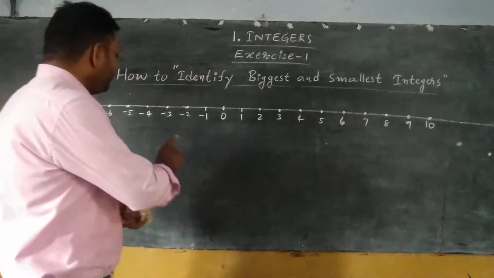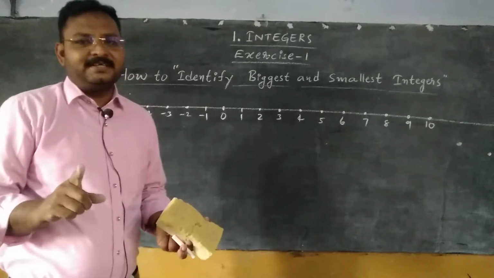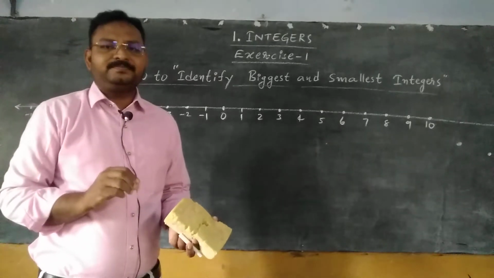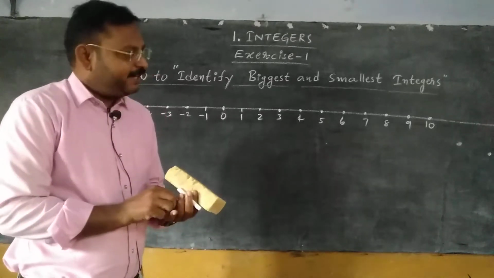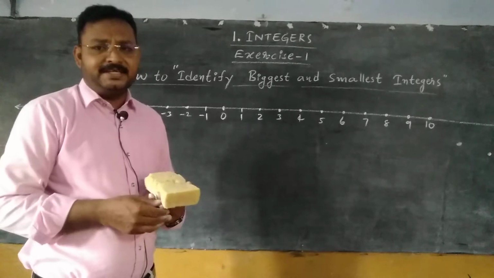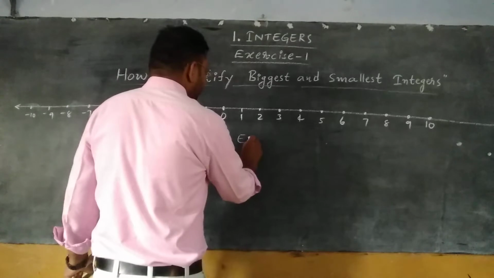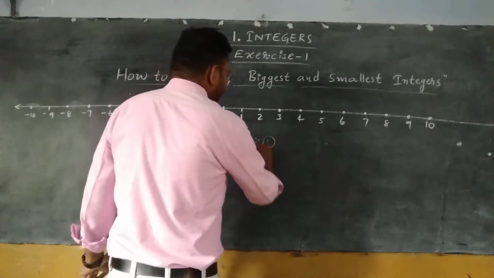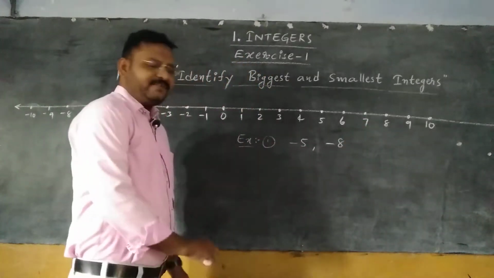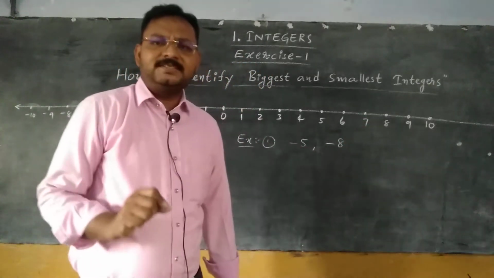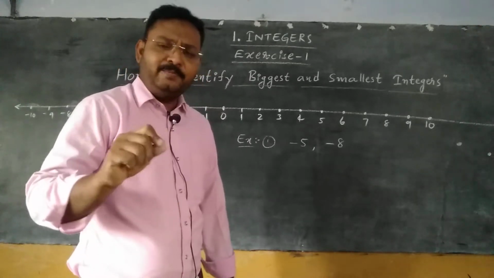So I draw a number line here. This is a number line, and locate some numbers. First you write 0 in between the positive and negative integers. For example, to identify bigger and smaller integers, first you take any two integers. For example, first problem, minus 5 and minus 8. Which is the bigger and which is the smaller integer here?